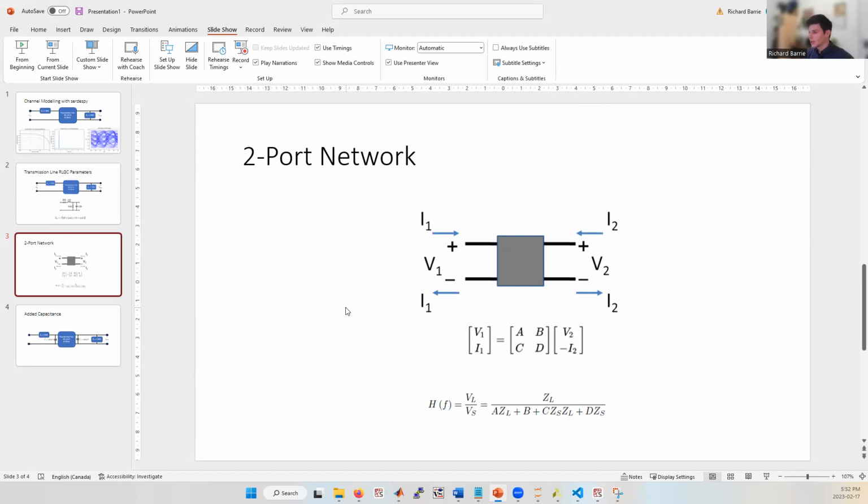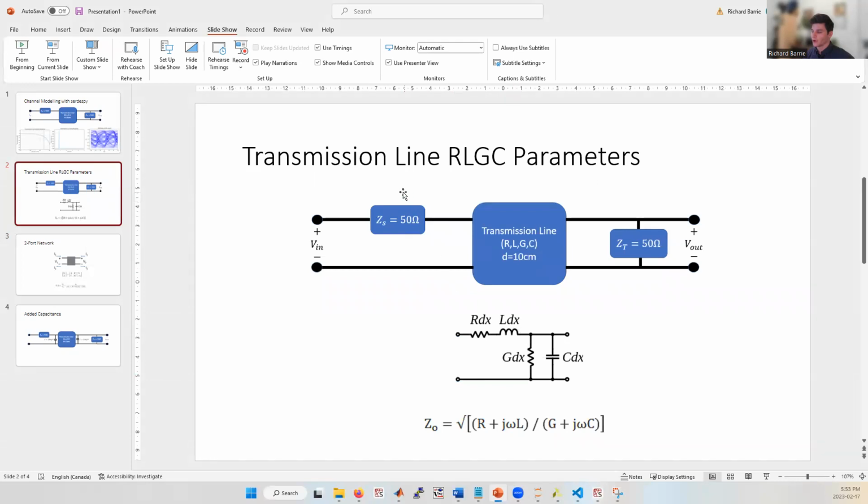And if the network is an LTI, linear time invariant system, we can characterize it using a matrix like this, which contains the ABCD parameters, and it relates what's going on at one port in terms of voltage and current to the other port. There are other ways you can specify network parameters, such as S parameters and Z parameters, but ABCD parameters are very convenient for cascading multiple two-port networks together, because the ABCD parameters of two cascaded networks is equal to just the matrix multiplication of their individual ABCD matrices. So we're going to define ABCD matrix for the source, the transmission line, and the termination.